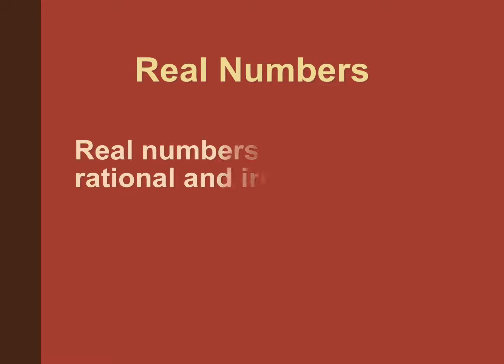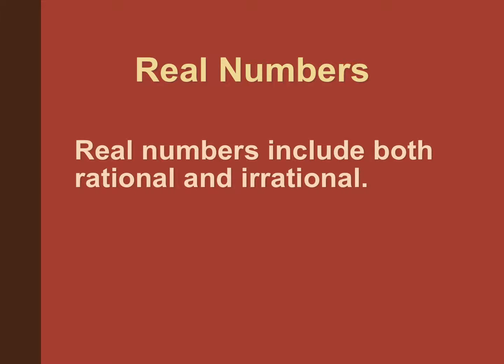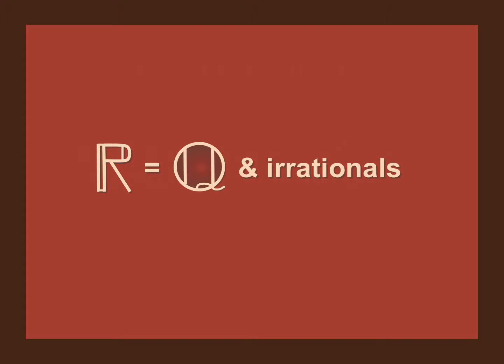So then we have the set of real numbers, and real numbers include both rational and irrational. So we can say that the set of real numbers, which is an R with a double line, is equal to Q, which is rational, and irrational. Sometimes we write irrational as a Q and then an apostrophe, which means Q prime or not Q. So all of our rational plus all of our irrational is equal to the set of real numbers.